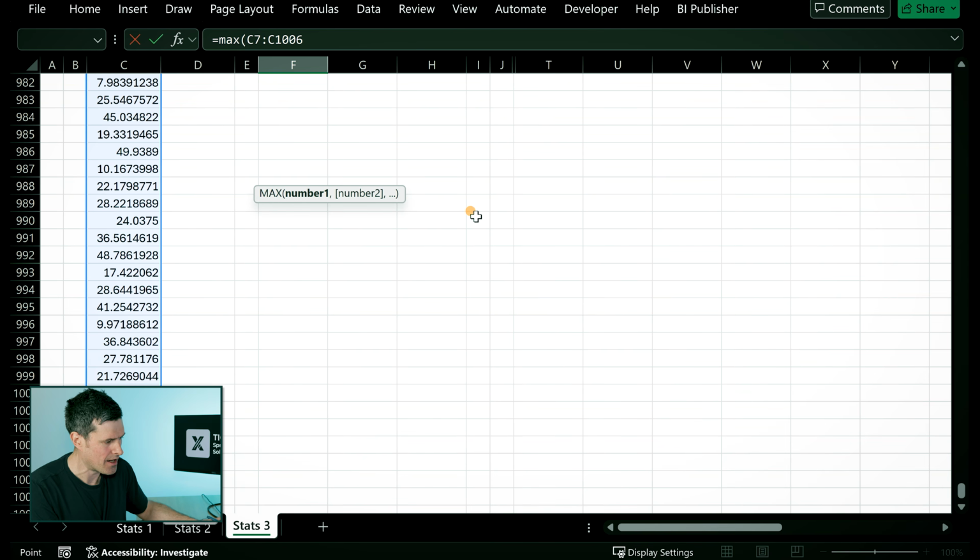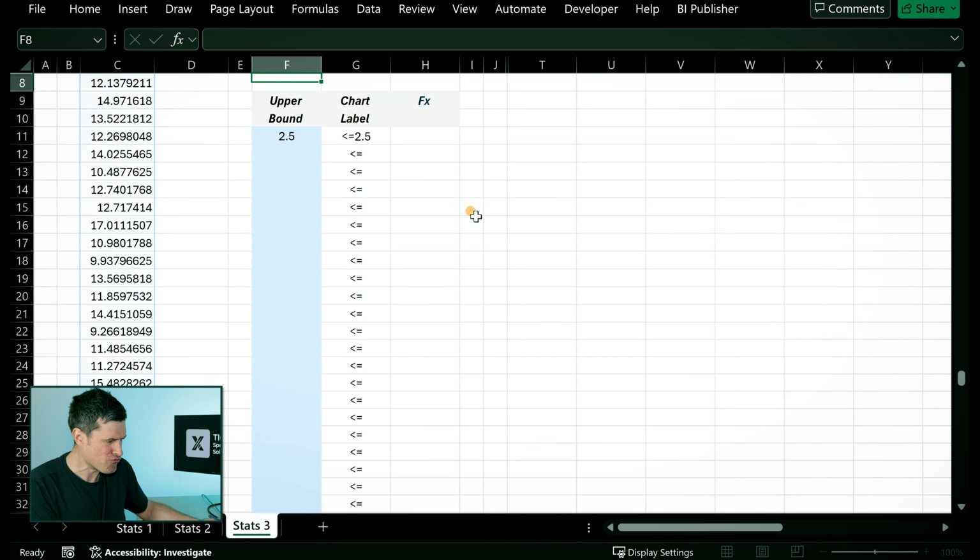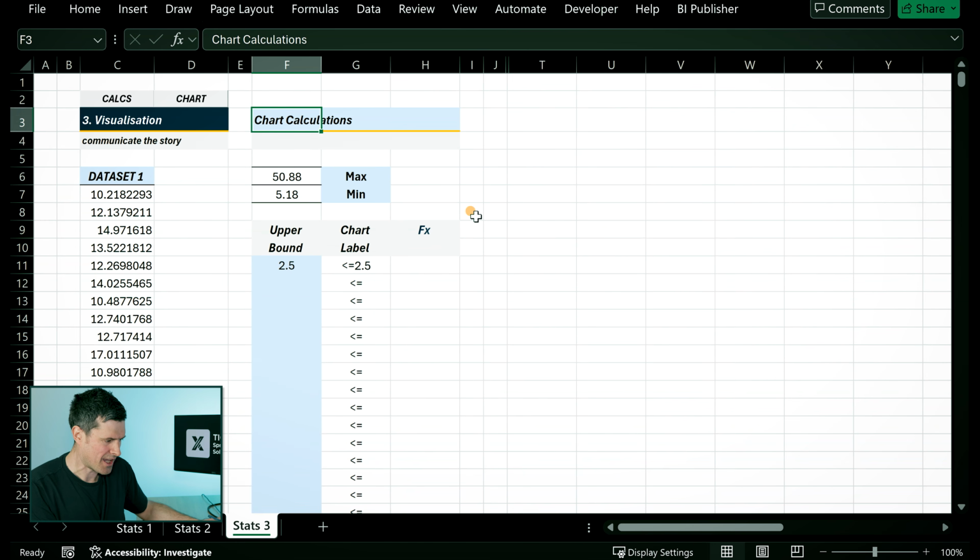First, the max formula, Control-Shift down on the Windows PC, and then the min formula gives me a sense of the range of the data we're working with, because we need to make buckets. We need to make some buckets. Yep. So we're going to have buckets across this data range from 5 to 50. You can choose how big or small those buckets are.